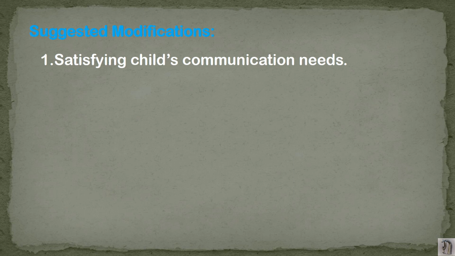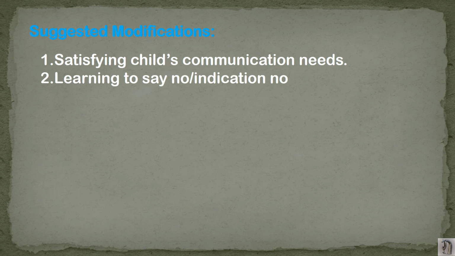Okay, so satisfy the child's communication need first, and then learning to say no or indicating no. See, the child requires to refuse, either by using a gesture or by a word. For this to happen, the environment has to be rearranged. Okay, the adult gives the wrong choice after the child's request. So you need to teach the child to indicate no, which is very, very important. Normally we say no, so you need to do some modifications in that.